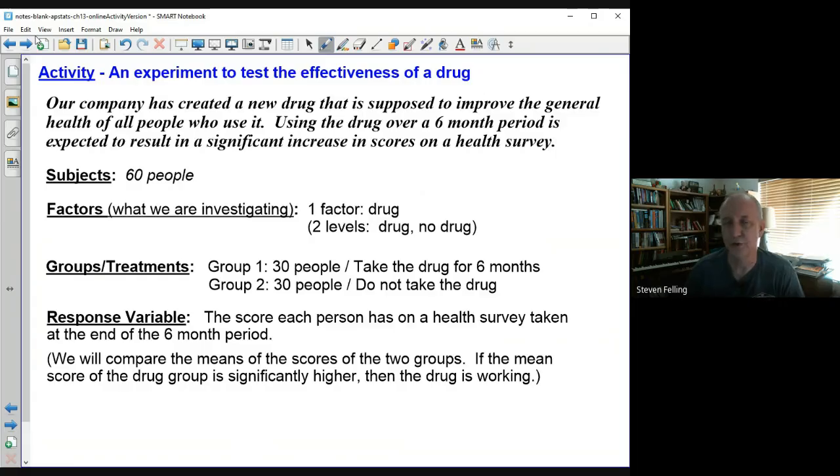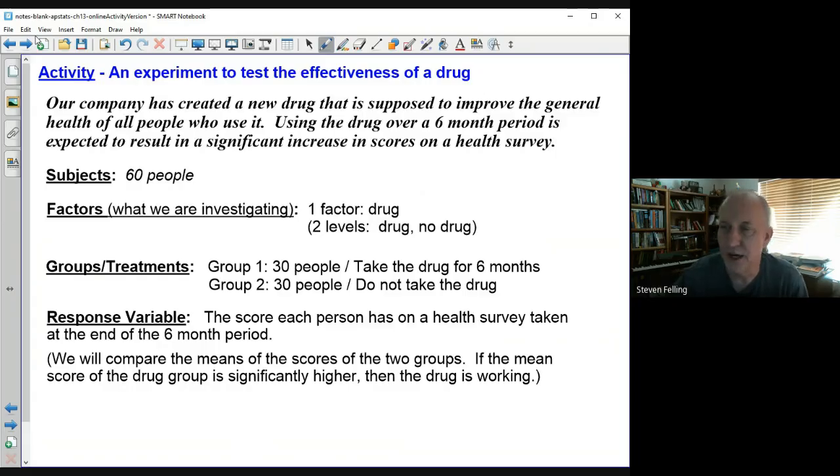So here's the scenario we're investigating. Again, this is all made up. Let's say we're working for a company, or maybe we're doing statistical analysis for a company, to evaluate a new drug that's supposed to improve the general health of all people who use it. They use this drug over a 6-month period, and it's expected to result in a significant increase on a health survey that we give them, whose score determines how healthy they are at that time. A higher score means that they're more healthy.